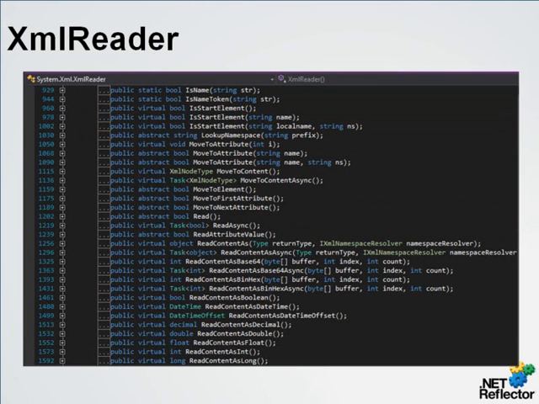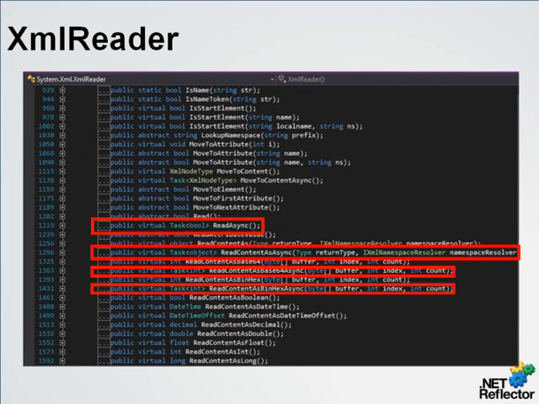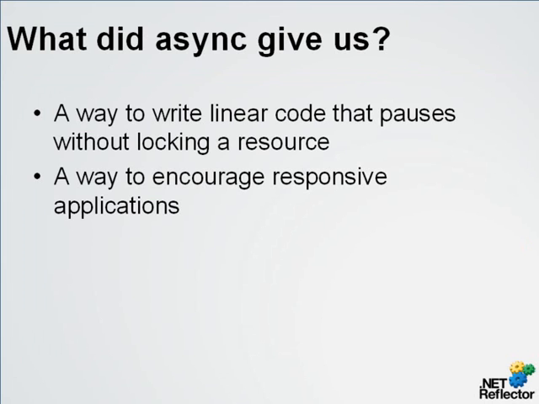If you look in classes like XmlReader, you'll find ReadAsync methods corresponding to most of the standard non-asynchronous methods as well. So what did async give us? Well, it gave us a really easy way to write code in a linear fashion, but which pauses without locking a resource. So it's an easy way to write responsive applications without having to use the old-fashioned patterns that we used in the past, the Begin Invoke pattern, the End Invoke pattern, and the use of things like background workers, which were very hard to deal with and just convoluted your code, making it very hard to tell what was going to run now and what was going to run later, and who was responsible for continuing the computation at a later stage.